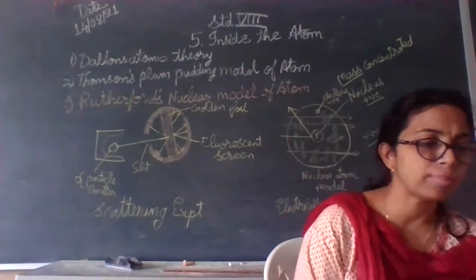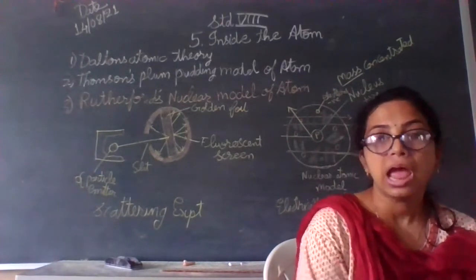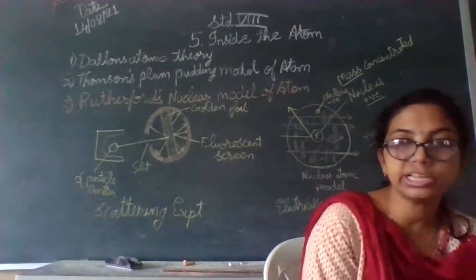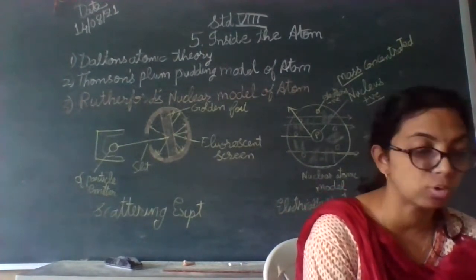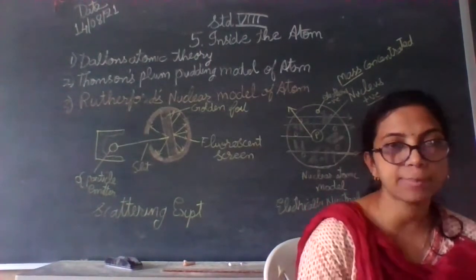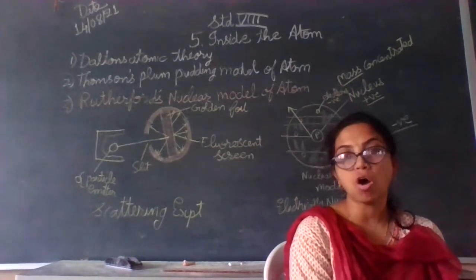Then Rutherford's atomic model was much superior and could prove its truth, rather than Dalton's and Thomson's atomic models. So Rutherford's model was accepted all around and established as a law of physics.